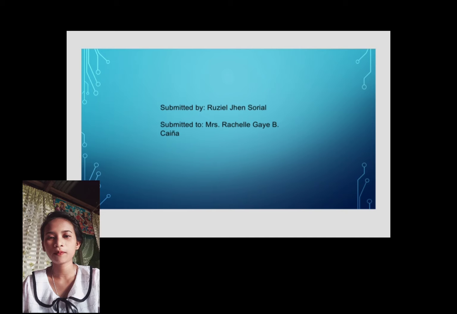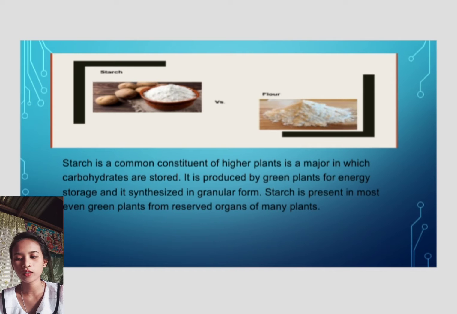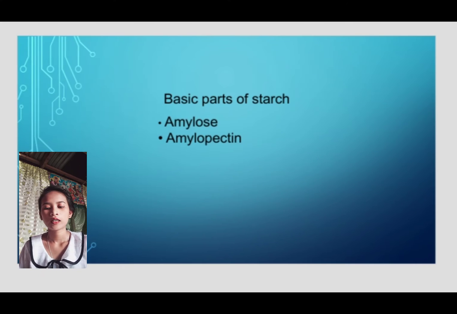My report is about starch production and sources. Starch is a common constituent of higher plants and is a major form in which carbohydrates are stored. It is produced by green plants for energy storage and is synthesized in granular form. Starch is present in most grain plants and in reserve organs of many plants. The basic parts of starch are amylose and amylopectin.